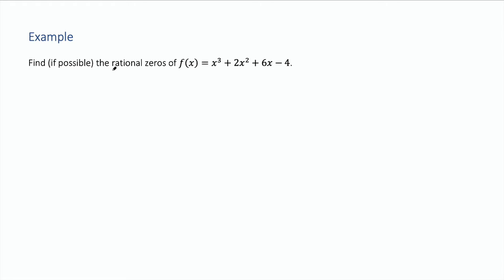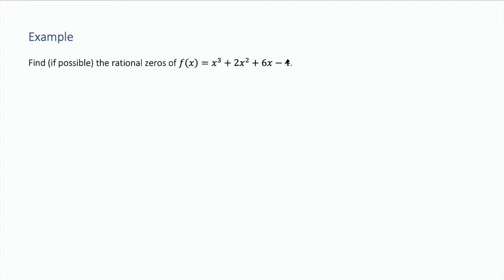Find, if possible, the rational zeros of f of x equals x cubed plus 2x squared plus 6x minus 4. To find the rational zeros, we're going to use our rational zeros test, or rational zeros theorem.